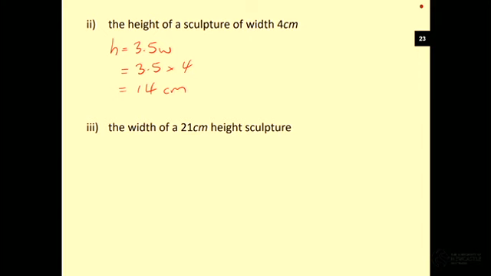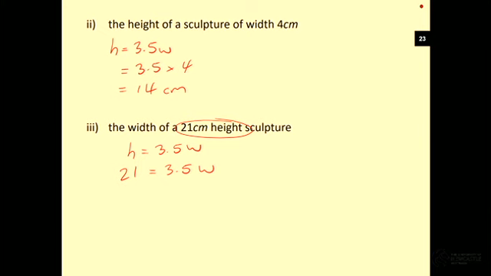More centimetres. The width of a 21 centimetre height sculpture. Well, the formula is h equals 3.5w. But don't chuck 21 into the w, because it's a 21 centimetre height. It's telling us the height is 21, what's the width? The width is smaller. These things are 3.5 times taller than they are wide. So the height gets replaced with a 21.